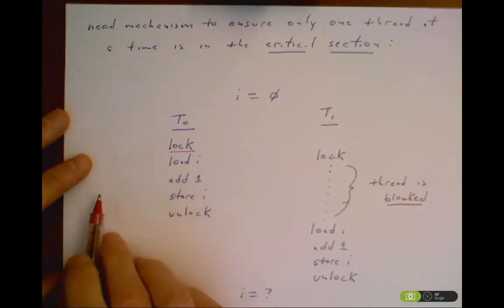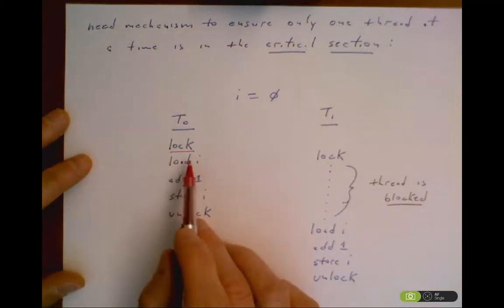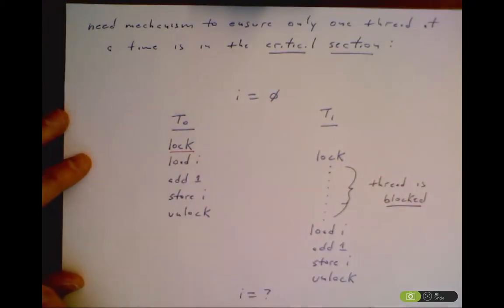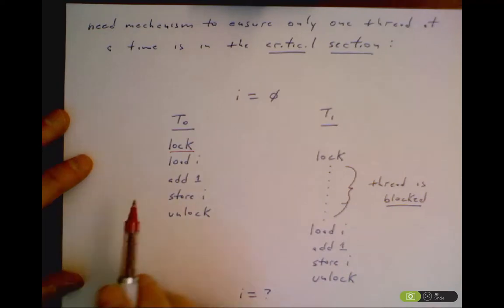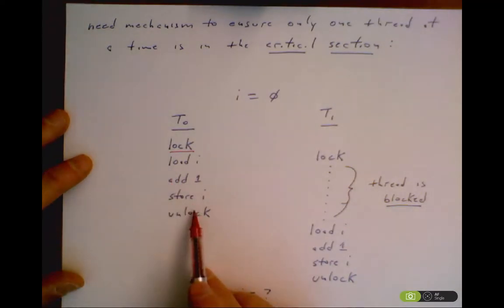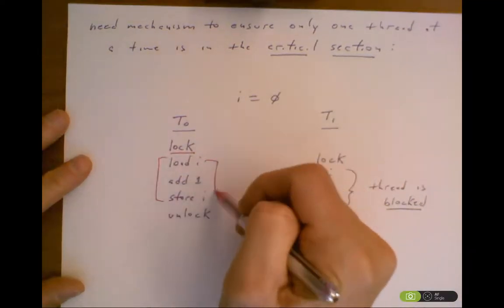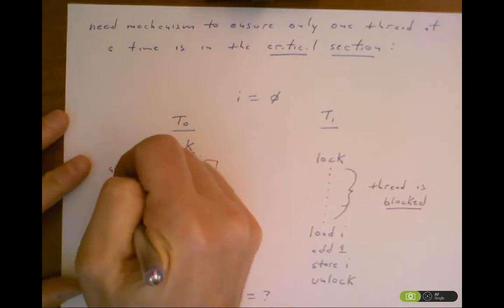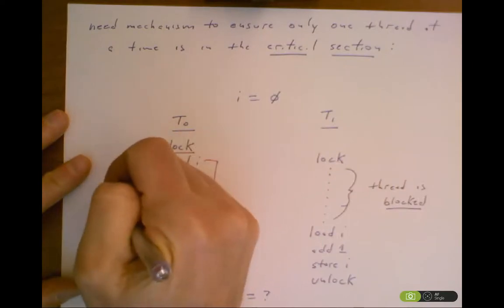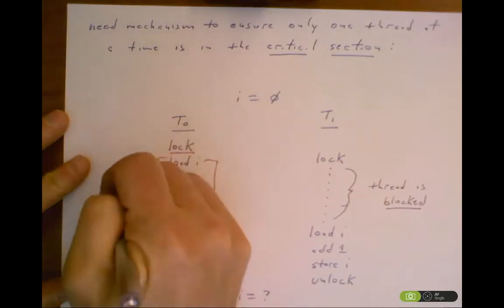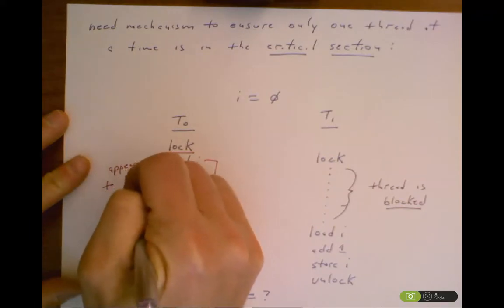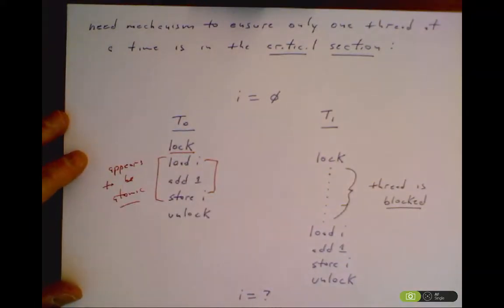We look at now what happens with the threads. Thread 0, again, it gets a head start, does the lock first. Let's assume it's going to get the lock because nobody else owns it yet. Then it does the load I, the add 1, the store I, and the unlock. And now the stuff in the middle here appears to be atomic because of the introduction of the lock.